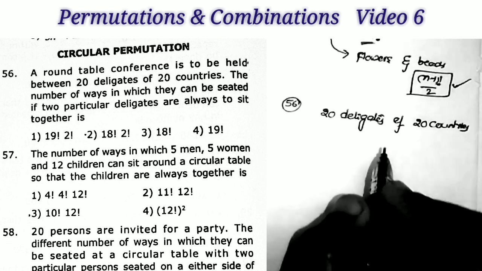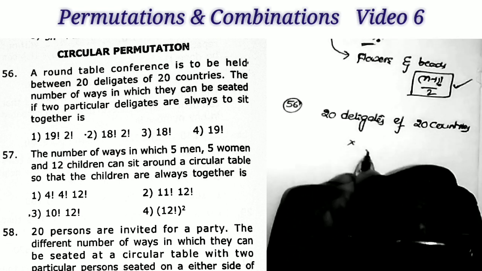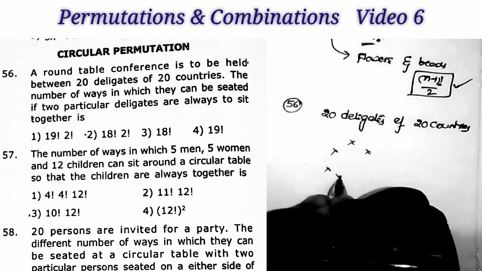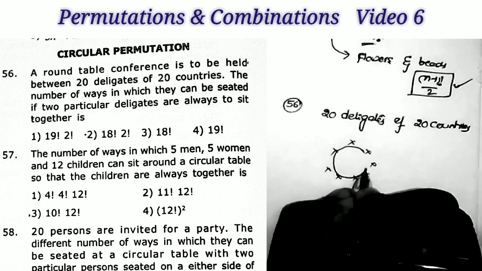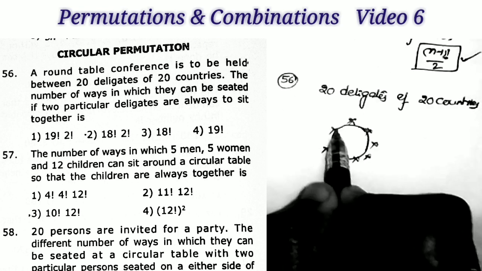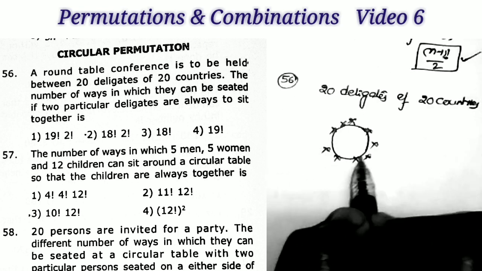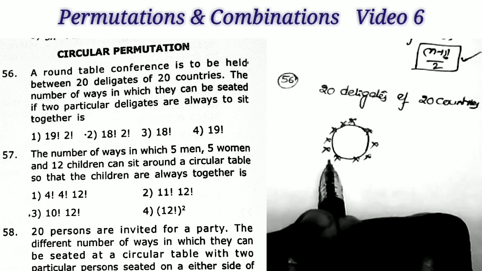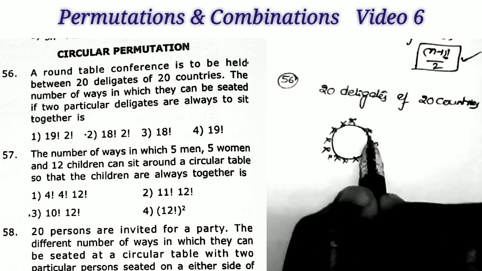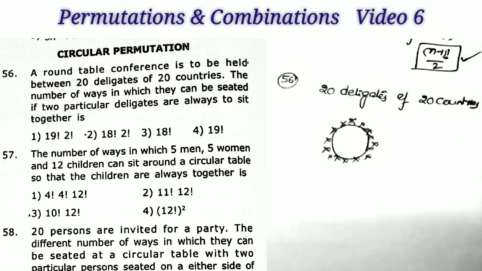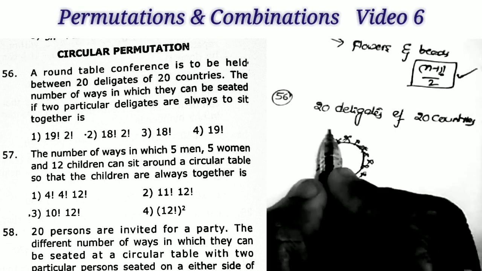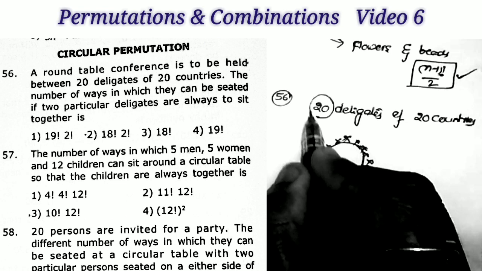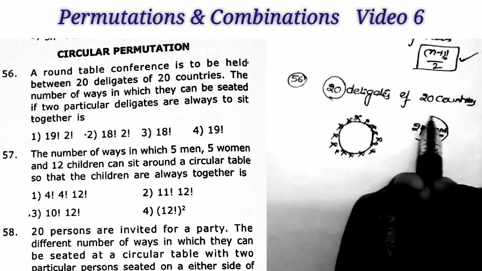Okay, listen, a round table conference is to be held here. Now number of delegates is equal to 20. We have to arrange the 20 members in a circular way. But one condition is given. What is that condition? Two particular delegates are always to sit together, that is, among the 20 delegates, two persons are always to sit together.